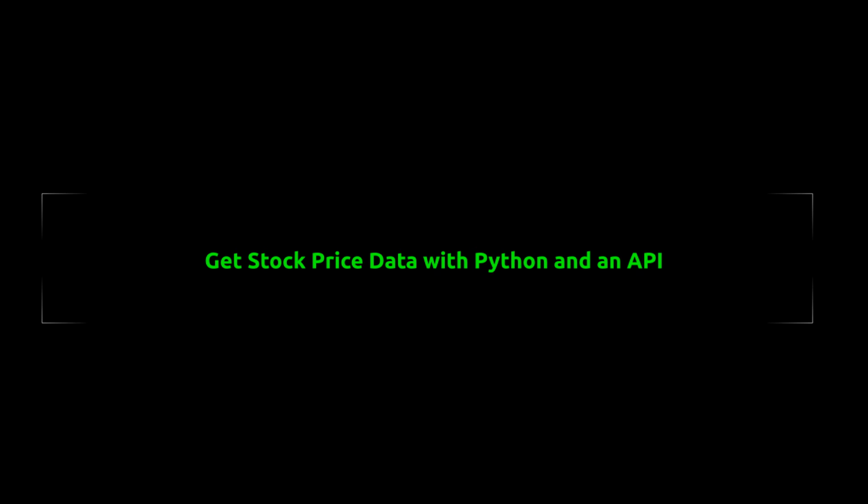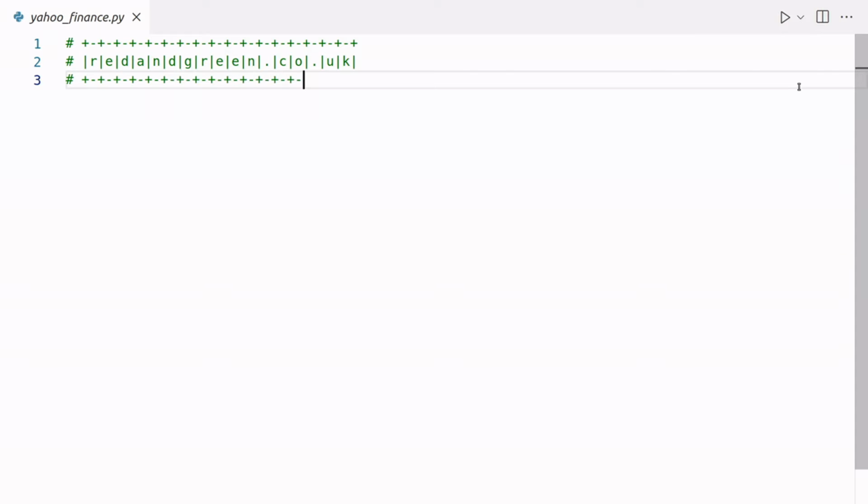How to get Yahoo stock price data with Python and an API. Hello, in this video you'll see the Python code to get the stock price data for Apple and parse the response for the share price.